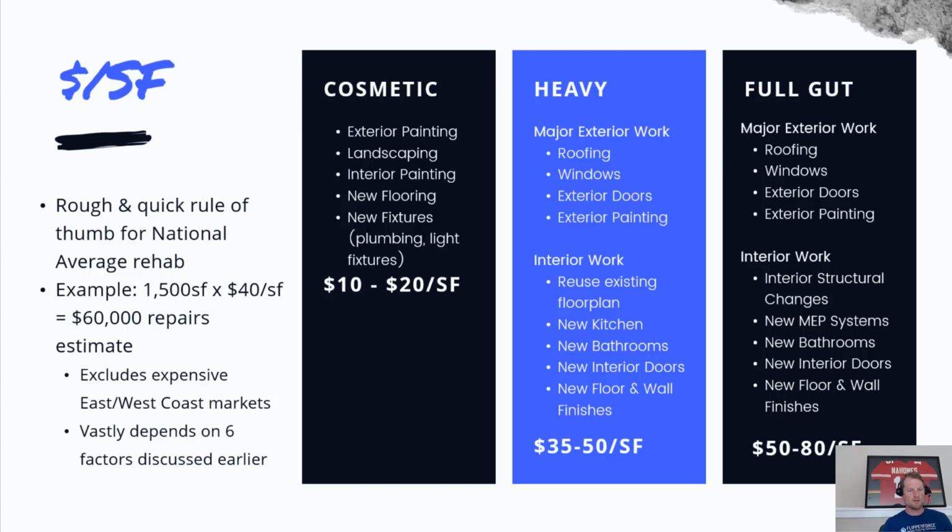And then we're going to be replacing new flooring and wall finishes throughout, so painting throughout, and then replacing all of the light fixtures. So much heavier remodel than the cosmetic, and then that one was roughly about $35 to $50 a square foot, depending on the scope of work that you've got there in that heavy remodel.